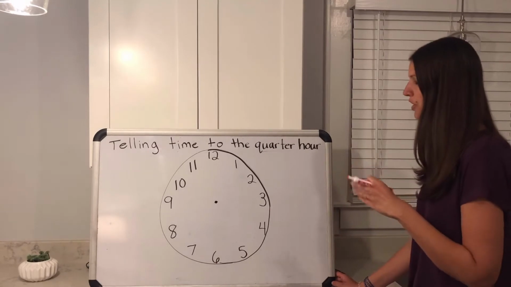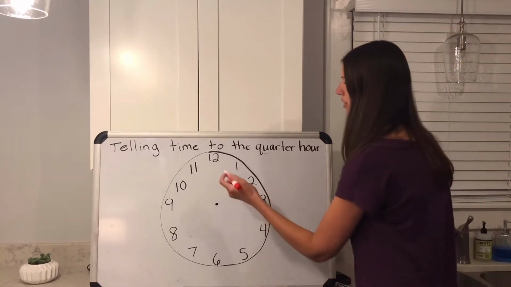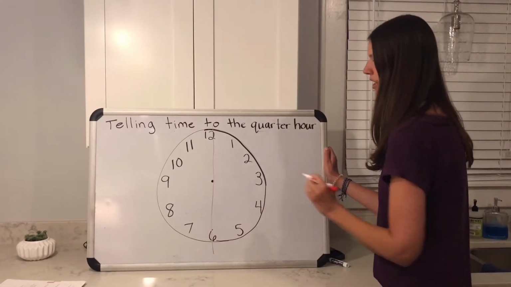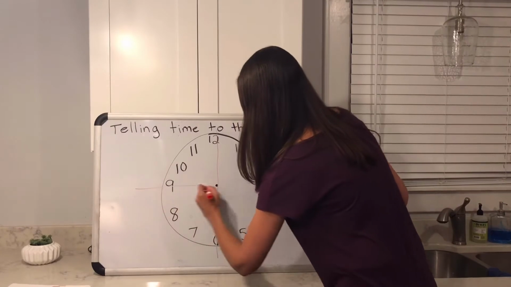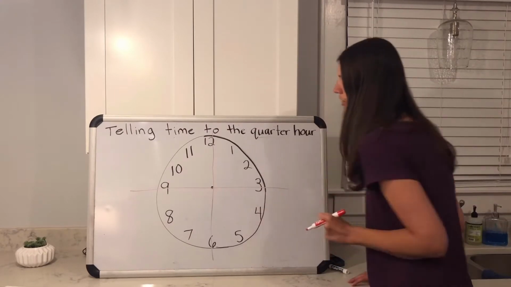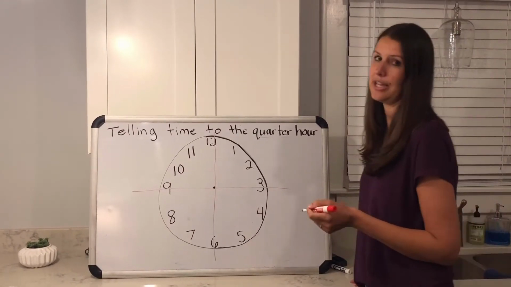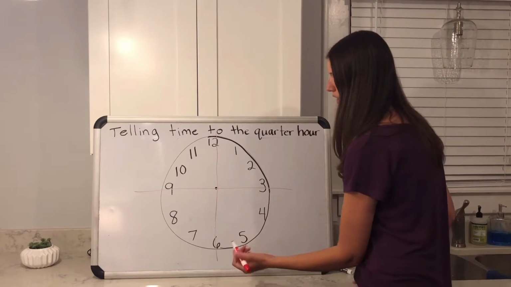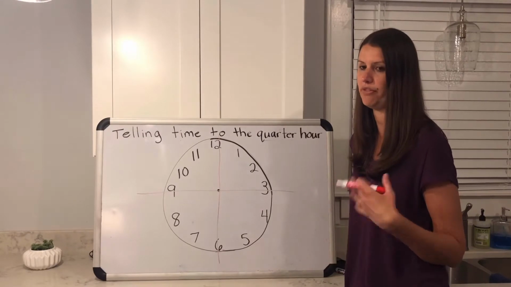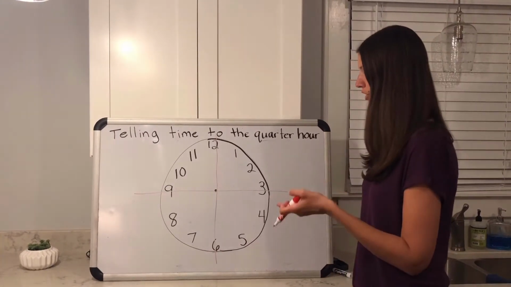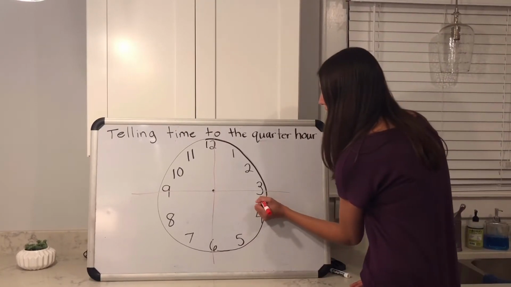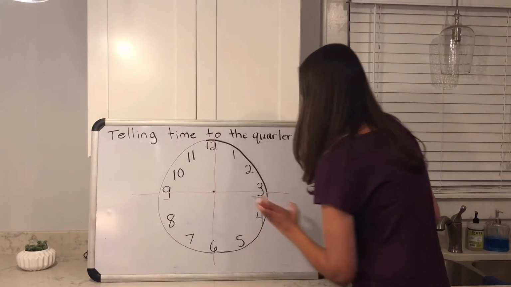So what we're going to do first is divide our clock vertically, and I'm also going to do a horizontal line to divide it into 4 sections. So we have 1, 2, 3, 4 sections. Now we've already talked about telling time to the half hour. That's when our minute hand is pointing at the 6 and our time would be half past whatever hour it is, or the hour and 30 minutes. Today we're going to be talking about the other 2 numbers on our clock. We're going to talk about this 3 over here, and this 9 over here.